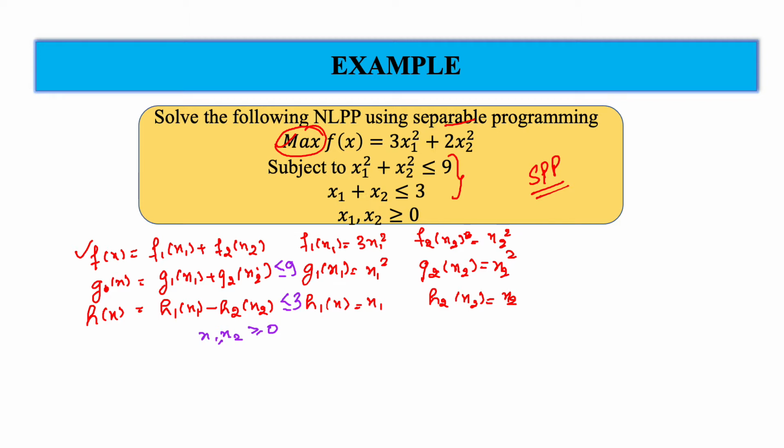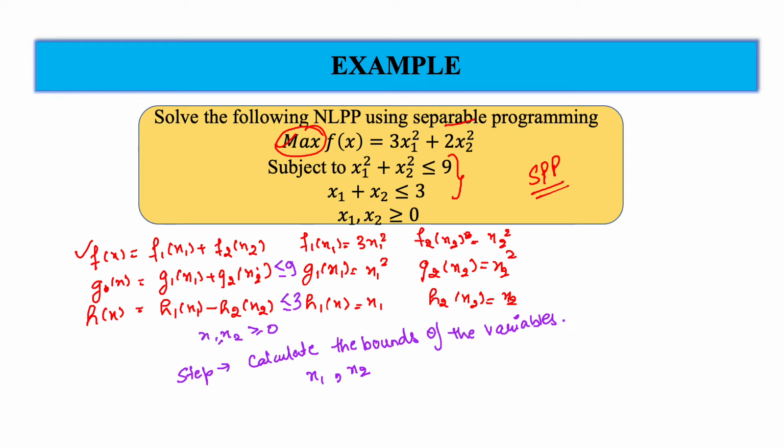Now to solve this problem, first we have to find out the bounds of our variables. So the first step is to calculate the bounds of the variables. How many variables are involved in the problem? Two variables are involved, x1 and x2. First find the bounds of the problem.